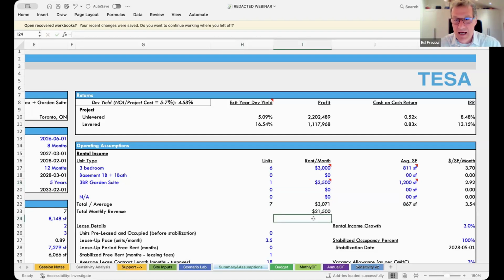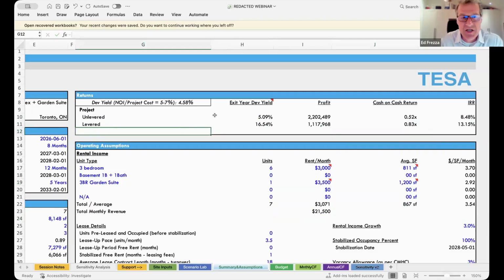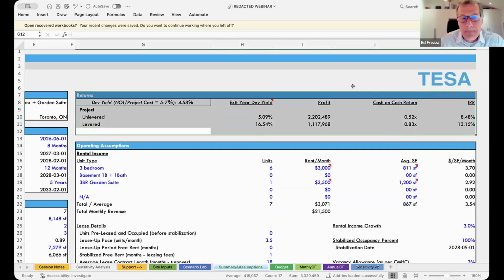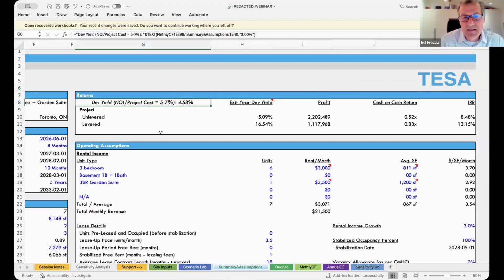So I draw your attention up above to the yields. This is the last thing I wanted to talk to you about, but since we're in this section, I wanted to show you the yields that are generated by this particular project. On the upper left, you have development yield. This basically says, if I take my net operating income and divide it by the project cost, what am I getting?